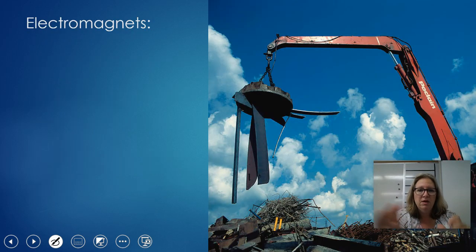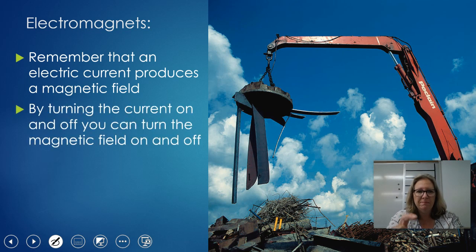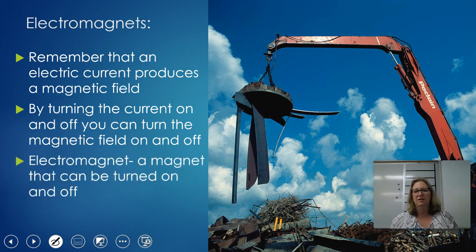All right, bringing it back to magnets a little bit. Again, we'll do some demonstrations on this in class. Just remember that an electric current can produce a magnetic field. Because of this, you can actually turn a magnet on and off, which is basically the definition of an electromagnet. It's a magnet that can be turned on and off because it's only a magnet when the electricity is flowing through it. If you turn it on, the electricity flows, and a magnetic field is created. Turn the electricity off, it's no longer a magnet. That is the definition of an electromagnet.